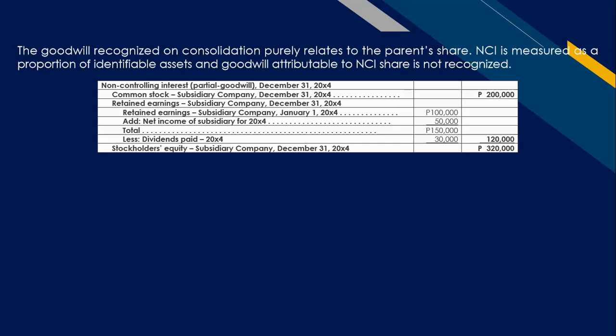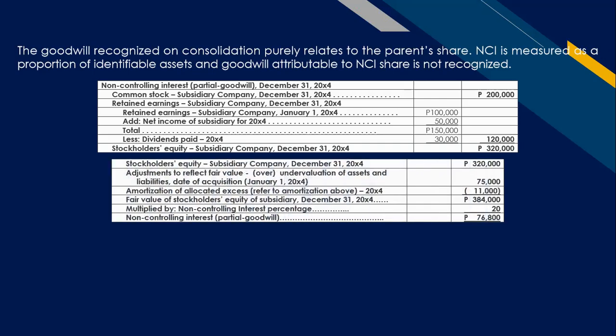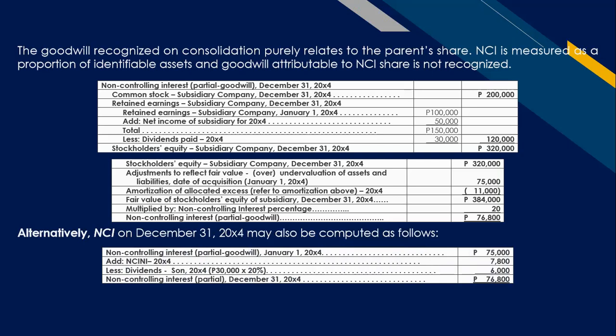So we have now the stockholders' equity of the subsidiary company on December 31, 20x4. Then adjustments to reflect fair value, and we deduct the amortization. We have the fair value of the stockholders' equity of subsidiary at the end of the year multiplied by 20%. So we have now the non-controlling interest using partial goodwill. Alternatively, NCI on December 31, 20x4 may also be computed as follows: non-controlling interest 75,000, then we add non-controlling interest net income 7,800, then we have dividends on 30,000 times 20%, non-controlling interest partial at the end of the year.